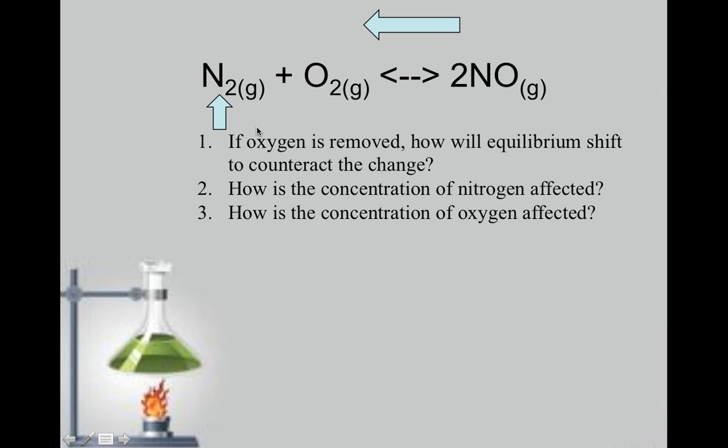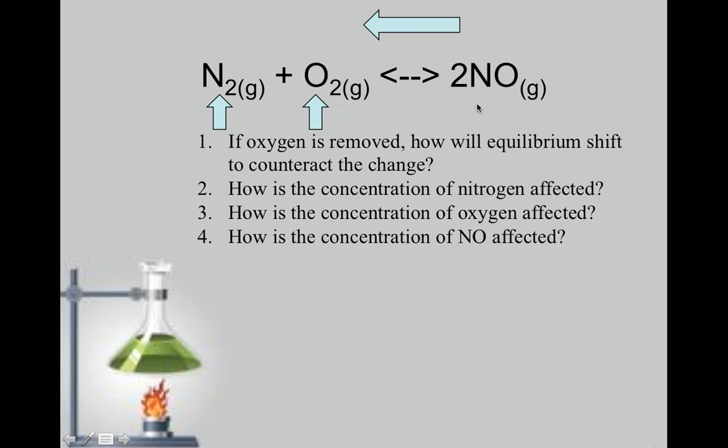How's the concentration of oxygen affected? Okay, again, we're not talking about in this moment when we remove oxygen. I'm saying once equilibrium is shifting to counteract the change, what's going to happen? Well, because we removed oxygen, now we're trying to replenish that by making more of those reactants. So the concentration of oxygen would increase.